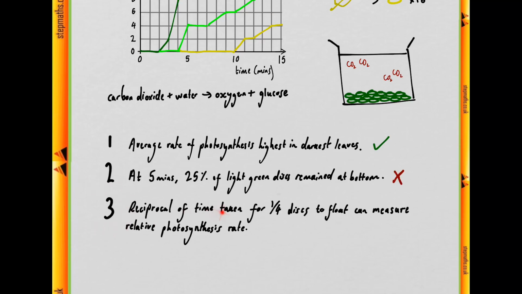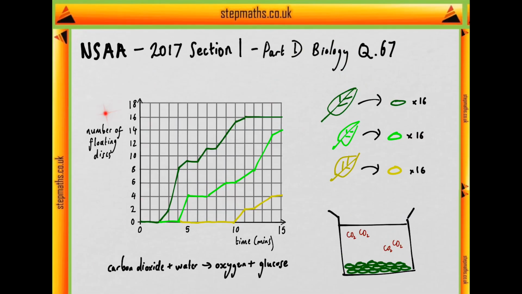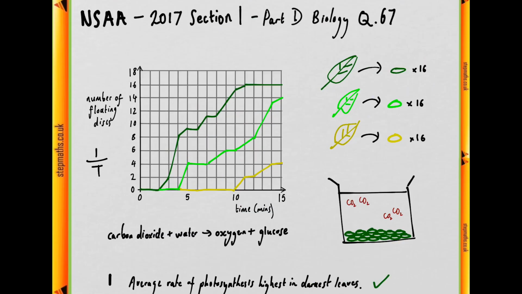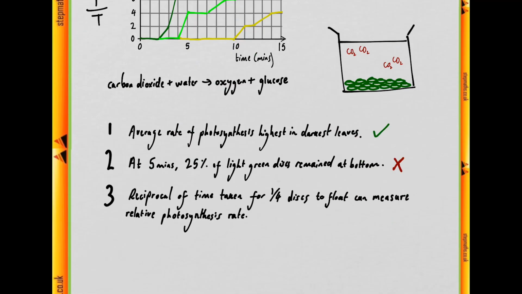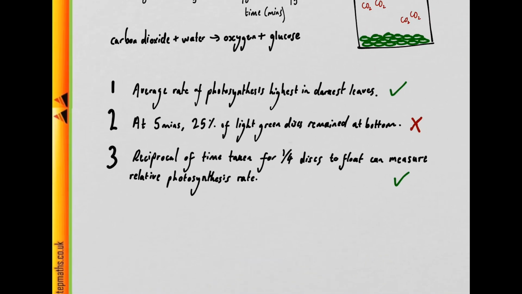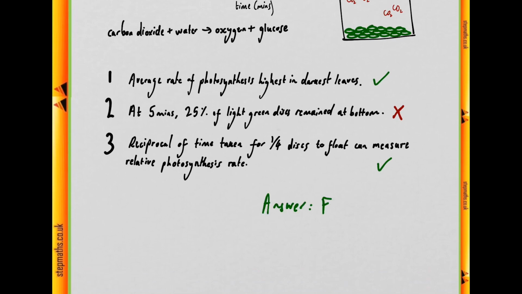And 3, a reciprocal of the time taken for a quarter of the discs to float can be a measure of the relative photosynthesis rate for different coloured leaves. Well, whenever we have a situation where we have a frequency, we can convert it into a rate by doing 1 over t. And 1 over t is the rate at which the frequency changes. So we can say this is a fair thing to do, and we know that it gives an indication of the relative photosynthesis rate, given that we are shown the relationship between discs floating and photosynthesis. So we can say that 1 and 3 are true, and our answer is therefore F.